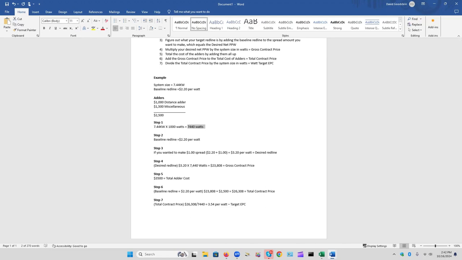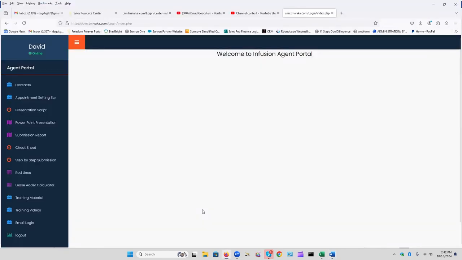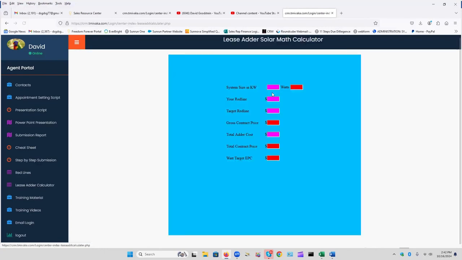Now we're going to put this into practice, after what we did manually. So let me show how easy it is to use the calculator. To access the calculator, we're going to go to our CRM. And once we're in the CRM, we're going to go to the lease adder calculator here on the left-hand side. We're going to open that up. And then we're just going to plug in the fields. The ones that we have to plug in are in pink. The red will automatically calculate it for you.